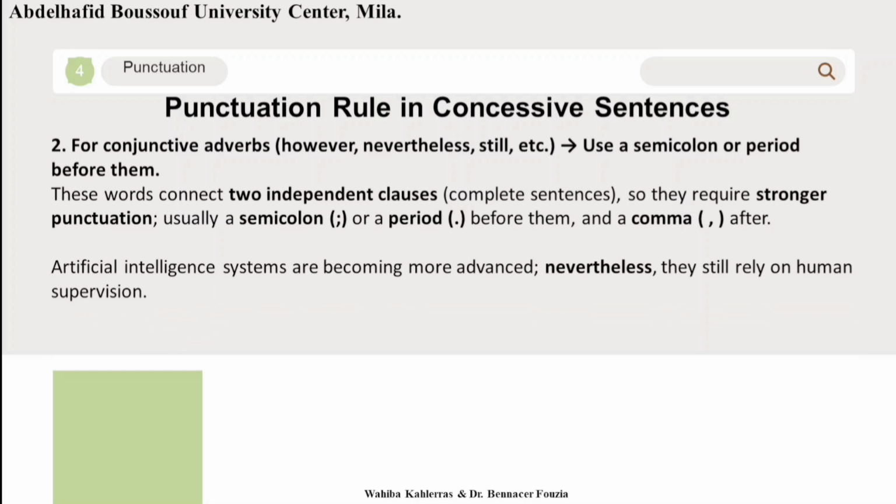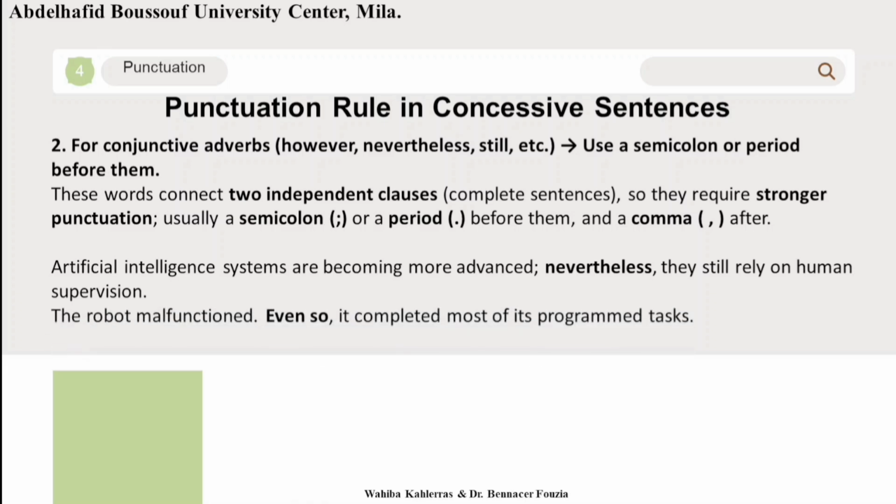Artificial intelligence systems are becoming more advanced; semicolon, I put the conjunction, one of these, then comma, they still rely on human supervision. This rule reminds us very closely of the rule of result. We cannot invert sentences, therefore we have to put a semicolon before the conjunction and a comma after it. The robot malfunctioned; even so, it completed most of its programmed tasks.